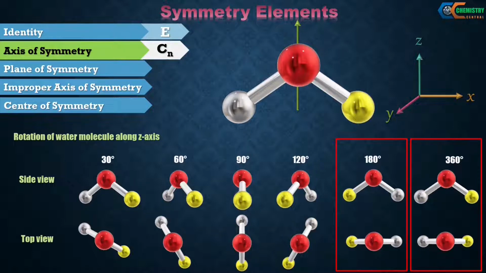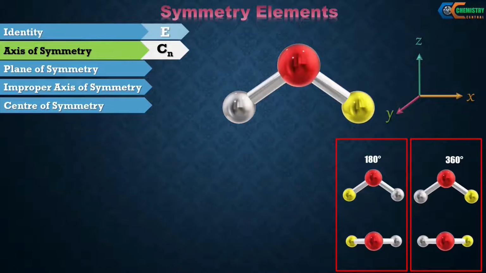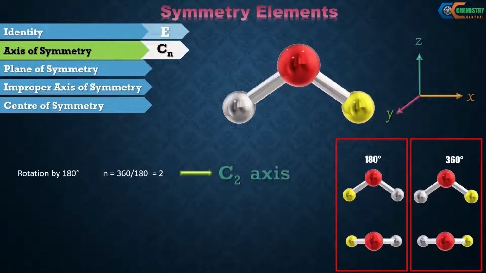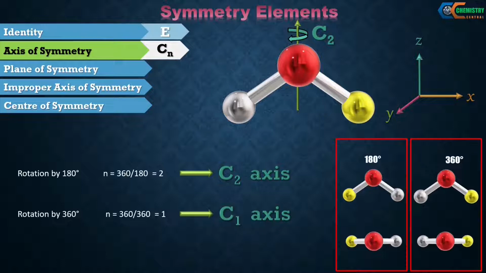In all other rotations, the hydrogen atoms are moved to different space coordinates, therefore they do not provide us equivalent or identical orientations and are irrelevant. Here, for the rotation by 180°, the value of n is equal to 2, so we can call this a C2 axis or a two-fold axis. For the 360° rotation, n will be equal to 1, which gives us a C1 axis.